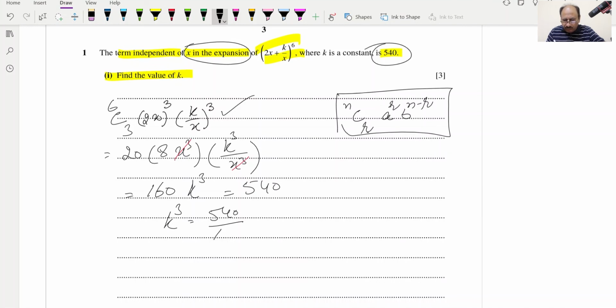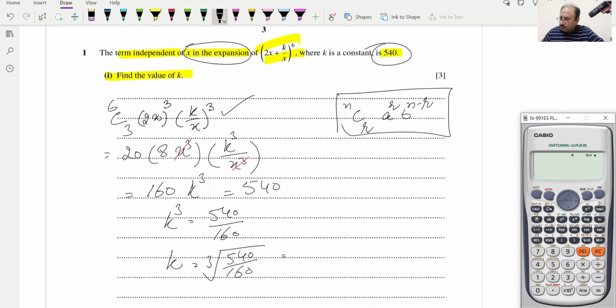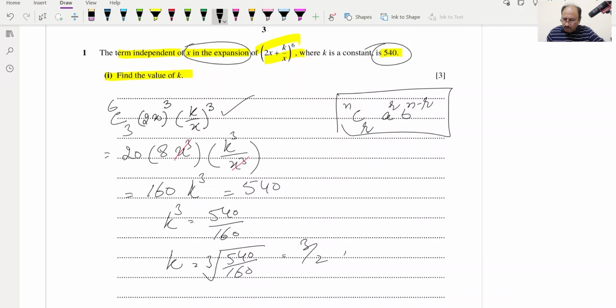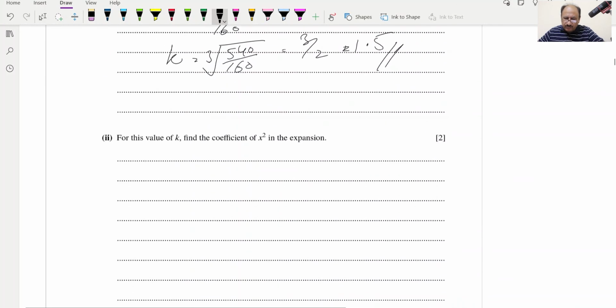So k cubed will be equal to 540 over 160, and we have to find the k value, so we'll take the cube root of 540 over 160. This is equal to 3 by 2, or we can write it as 1.5, and this will be the final answer for this part.